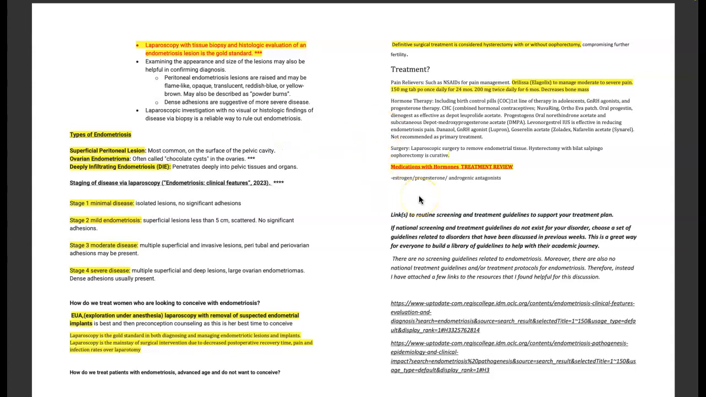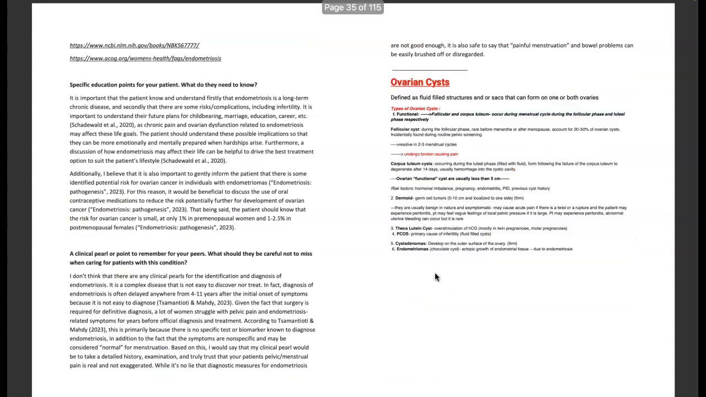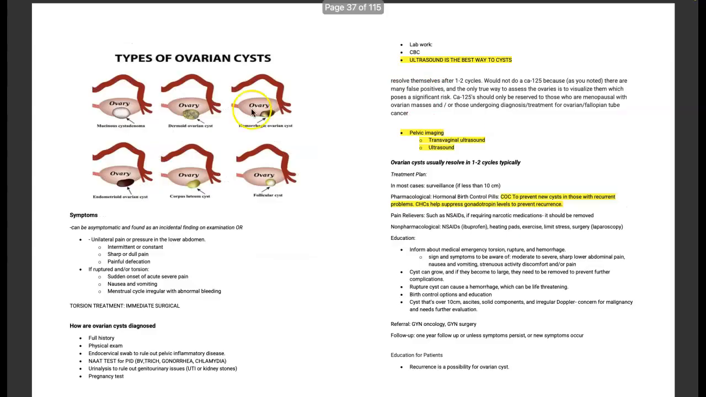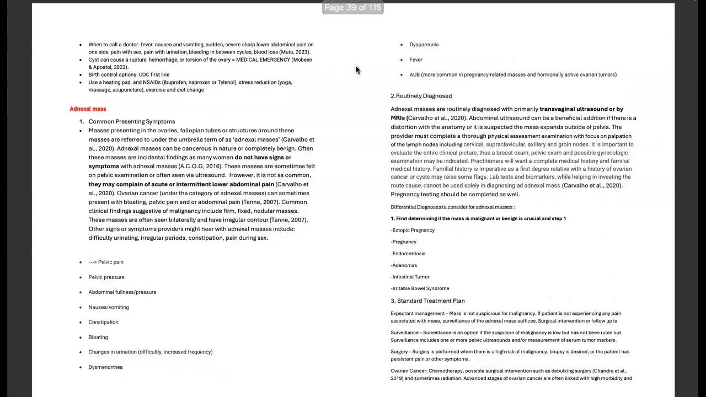And then I provided links below to routine screenings and treatment plans that include up-to-date resources. And then I went on to go over ovarian cysts and the type of ovarian cysts and when they occur. And then I did a picture here from a reference from myself and the types of different cysts, the symptoms, how they're diagnosed, and basically how we treat them. And then I went through the same thing with adnexal masses.